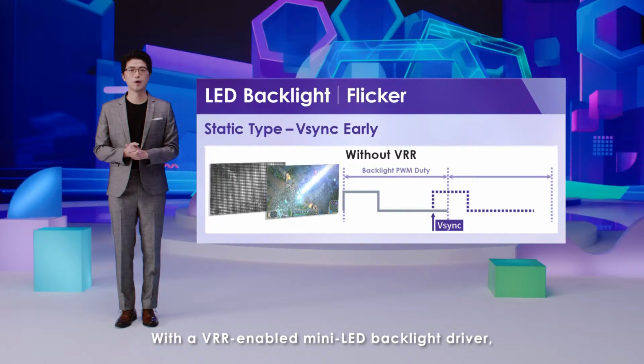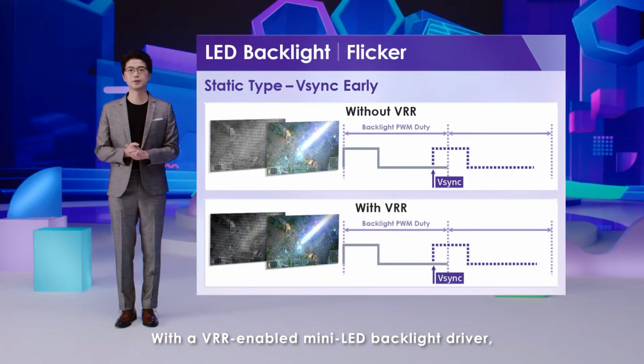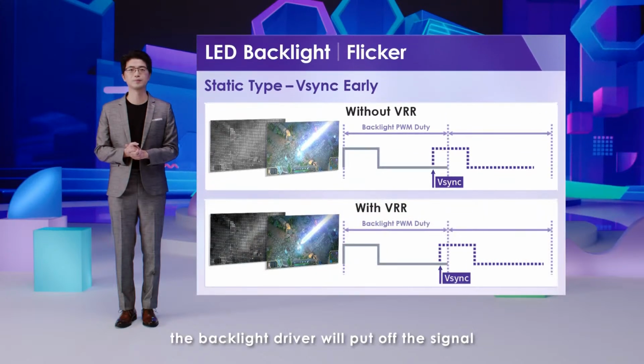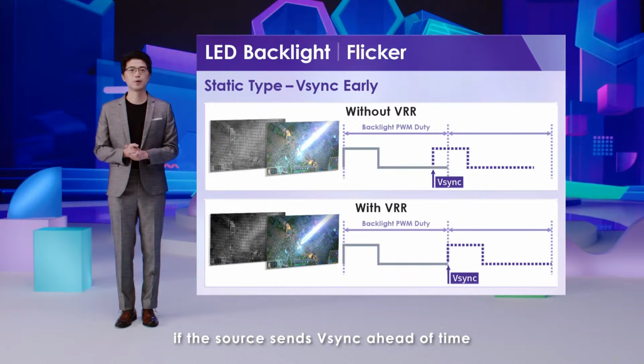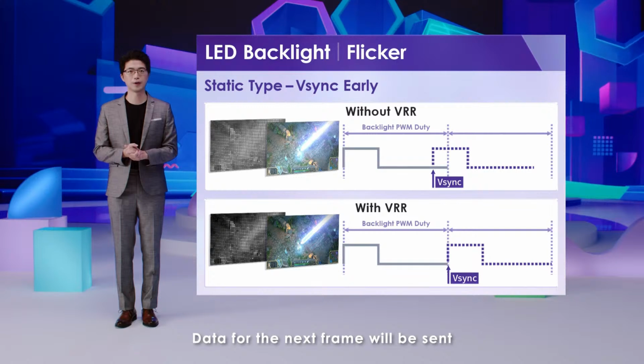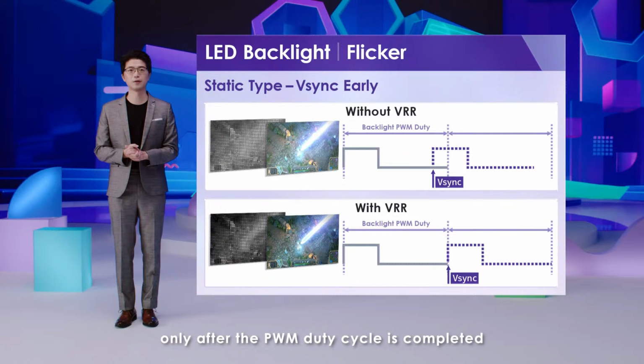irregularly. With the VRR-enabled mini LED backlight driver, the backlight driver will put off the signal if the source sends V-Sync ahead of time. Data for the next frame will be sent only after the PWM duty cycle is completed. Therefore, backlight brightness is maintained, and the image remains normal without flicker.